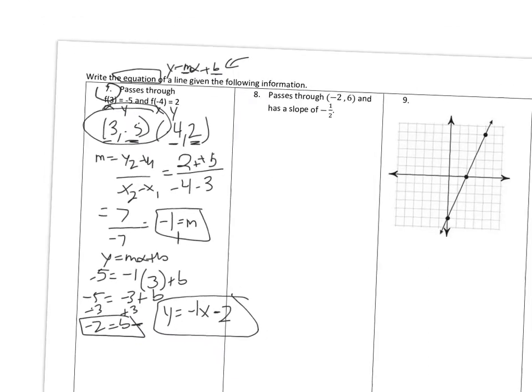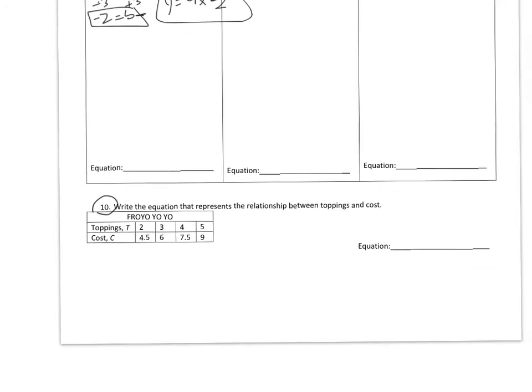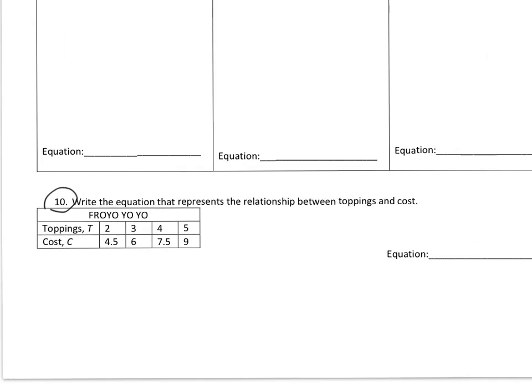Okay, same thing for 8 and 9. For 9, you just have to look at the graph, find the y-intercept, and count the rise over run. But let's look at a word problem. Same idea. Write the equation. So I need a slope and a y-intercept between toppings and costs.